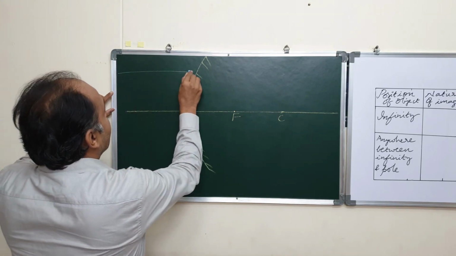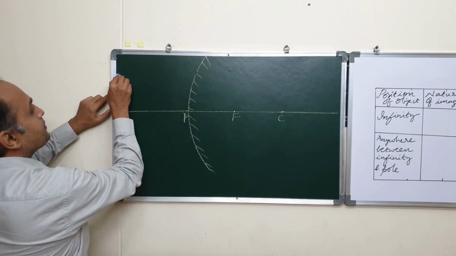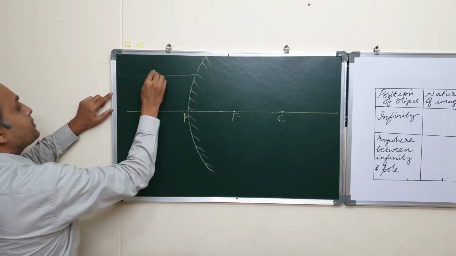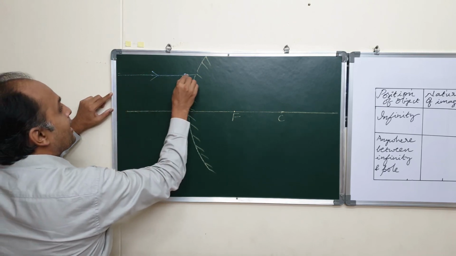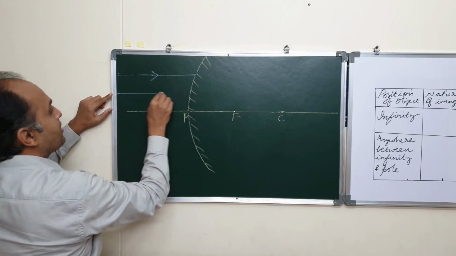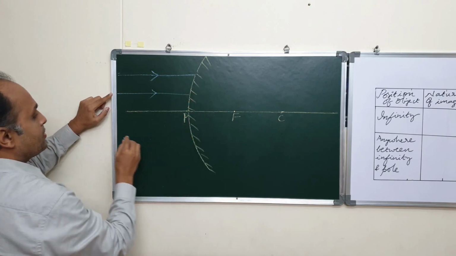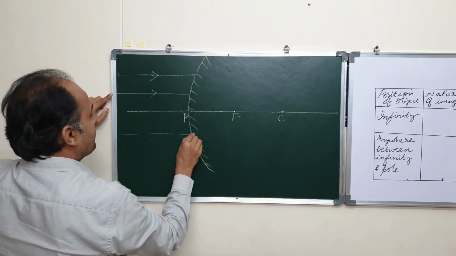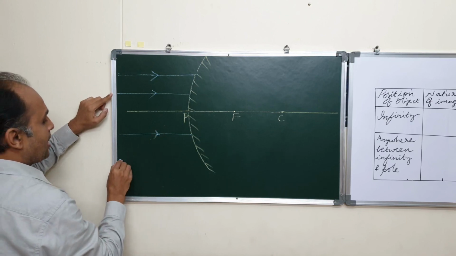Now, let me suppose the rays of light are coming parallel to the principal axis. I am drawing one ray, one ray parallel to the principal axis, and this is another ray coming parallel to the principal axis. This is another ray, and this is another one.